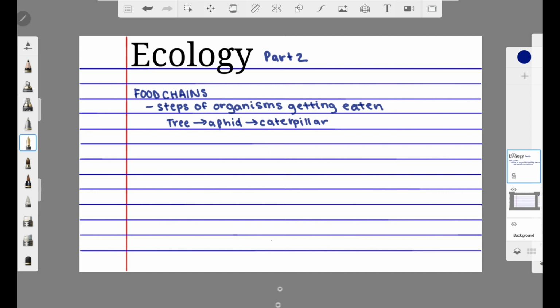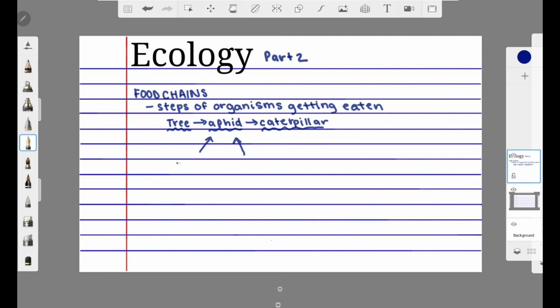Food chains are the steps of organisms getting eaten. For example, this would be a food chain. A tree gets eaten by an aphid, which gets eaten by a caterpillar. Now, usually single line, straight line food chains are pretty rare in nature because there are many different things that will come in.